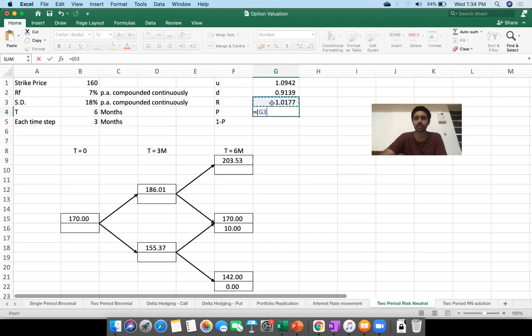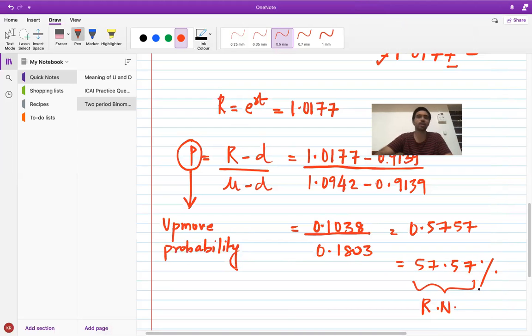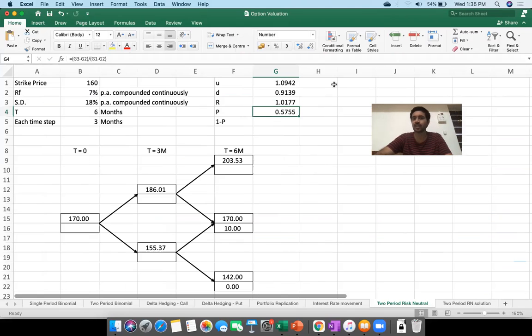So what we are going to do is this minus D divided by U minus D. Please remember the BODMAS rule in Excel, because division happens first and then it's followed by subtraction. So you have to put brackets over here, otherwise the answer will be completely haywire. The probability that we got was 0.5757, whereas Excel is showing 0.5755.